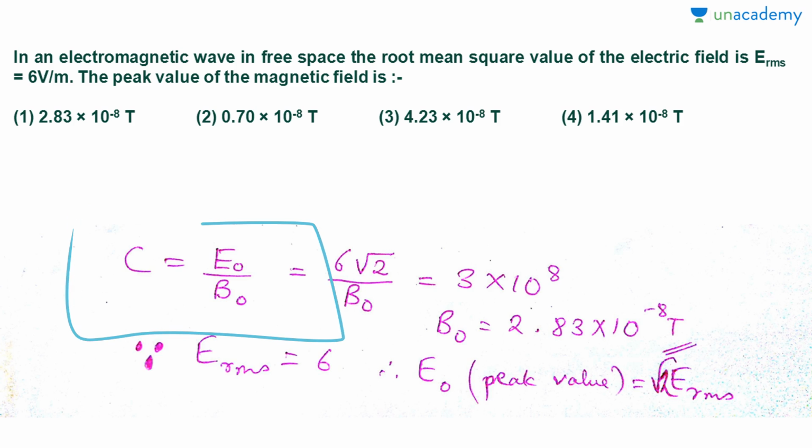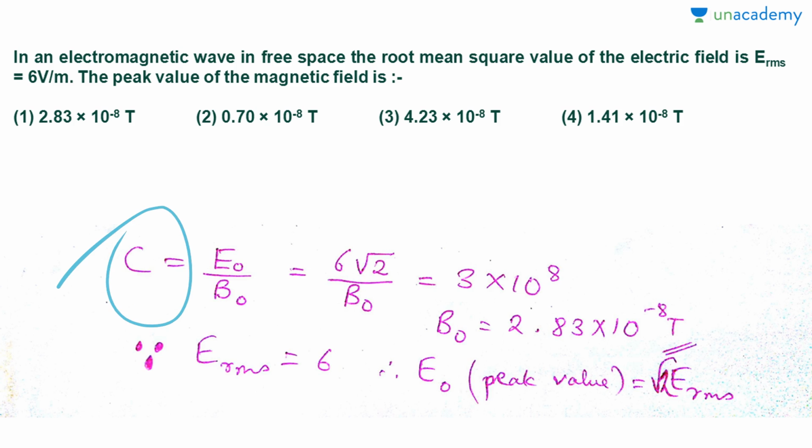This is the formula. C, that is the speed of light, is equal to E naught, the peak value of the electric field, upon B naught, the peak value of the magnetic field. The ratio of both these gives us the speed of light. So we know the speed of light is 3 into 10 to the power 8, and since E_RMS is given as 6 volt per meter, we can easily find the peak value of the electric field.